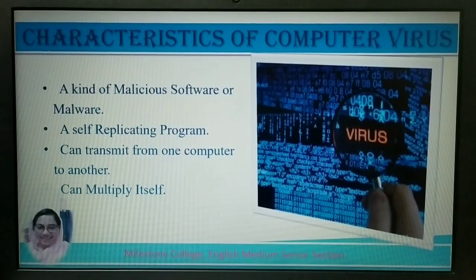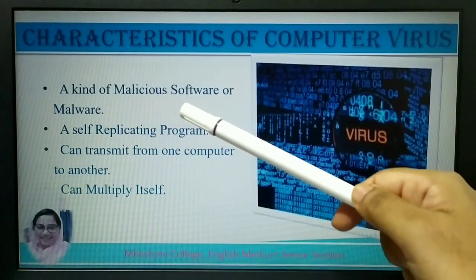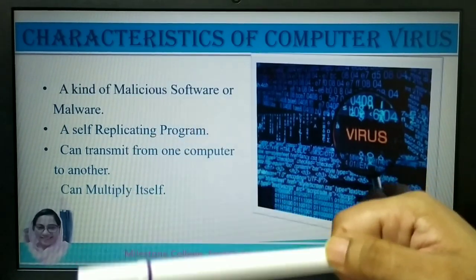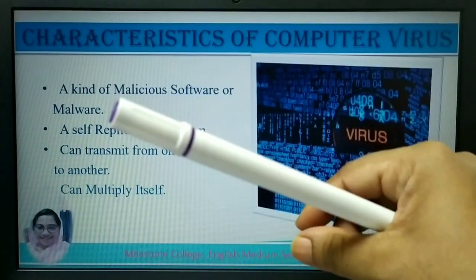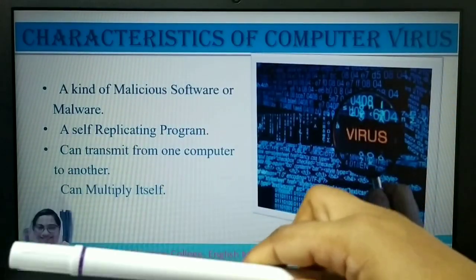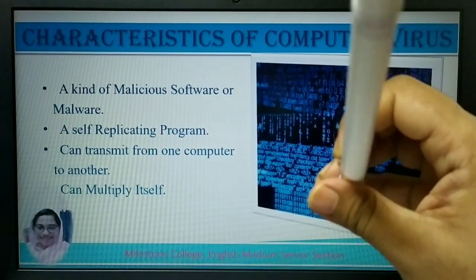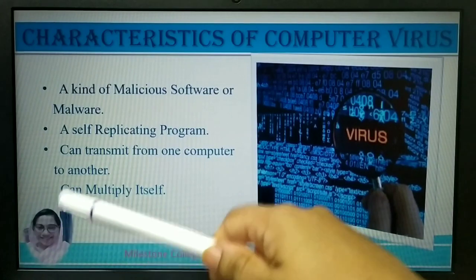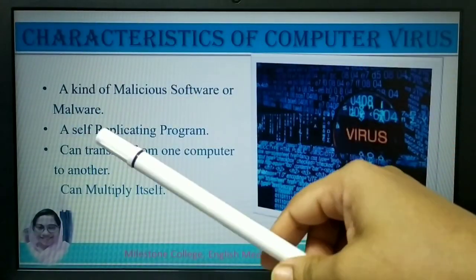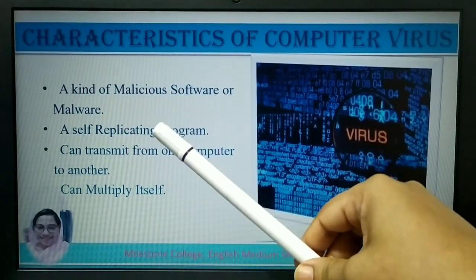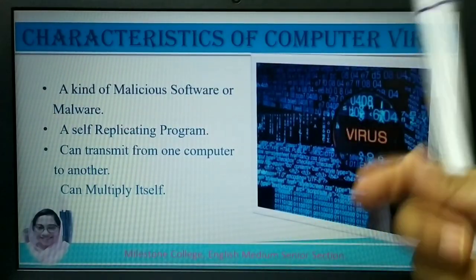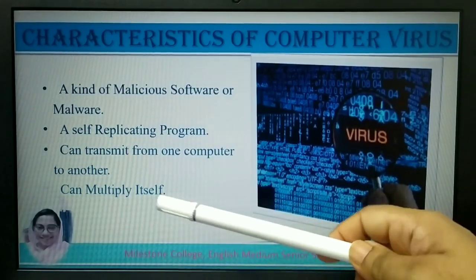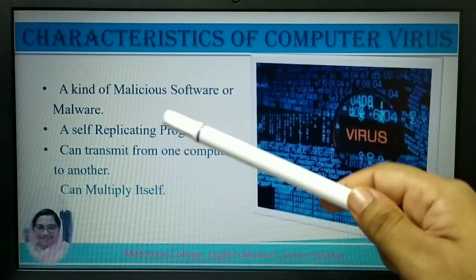Okay, now see characteristics of computer virus. You already got two characteristics. It can multiply itself and it can transmit. Now see, it is a kind of malicious software. It is a self-replicating program. As it multiplies, it can produce the same as itself, another one. Like me, you observe me, I can become double, that one will be the same, like my twin. So here also it can self-replicate, it can create its twin. In this way it can multiply itself, increase the number, and then it can transmit from one computer to another and multiply itself. So these four characteristics you must know.